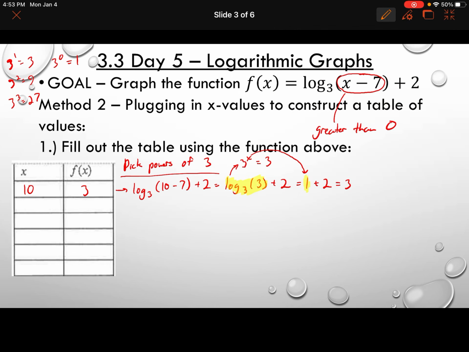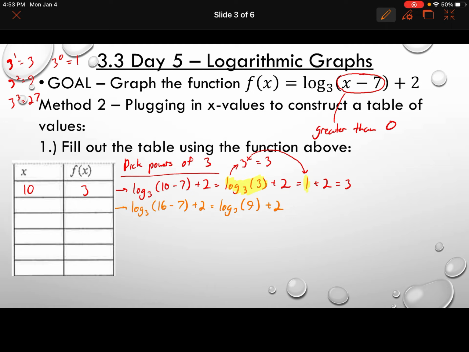Okay. Let's try a different one. So let's stick with these powers of 3. So let's try 9 next. Let's try to make sure that whatever's inside the parentheses is 9. So let's see. We have minus 7. So we want 9, but whatever we plug in is subtracted by 7. So if we want 9, that means we would have to plug in 16. Because once again, 16 minus 7 is 9. So that gives us log base 3 of 9 plus 2.